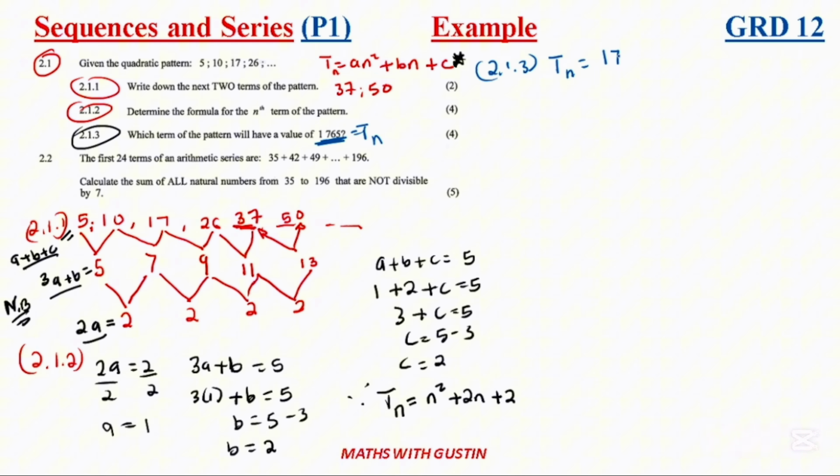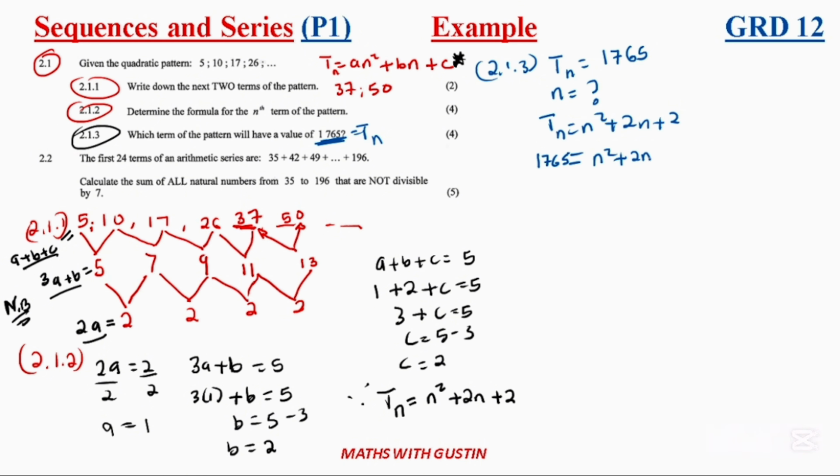So they want us to find out what n is. Always ask yourself, guys, what is the question asking you to find? They want us to find n because they've given us the term number. So now, on our equation, this one that we just found, everything else will be equal to this term here, 1765. Then we need to find what n is.